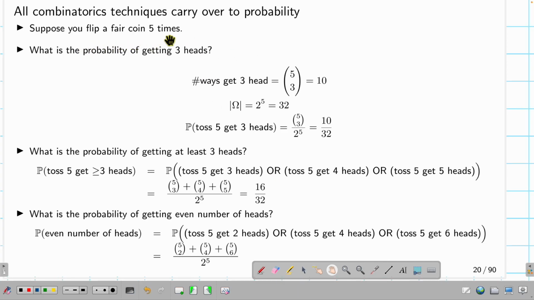Suppose you flip a coin 5 times. This coin is fair. What's the probability of getting 3 heads? The number of ways you get 3 heads is 5 choose 3, so that's 10. The number of all possible outcomes is the size of the sample space, which is 2 to the power 5, which is 32. So the probability of tossing 5 coins and getting 3 heads is just the size of the event divided by the size of the sample space, so this.